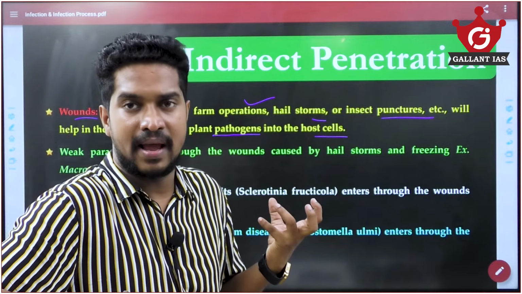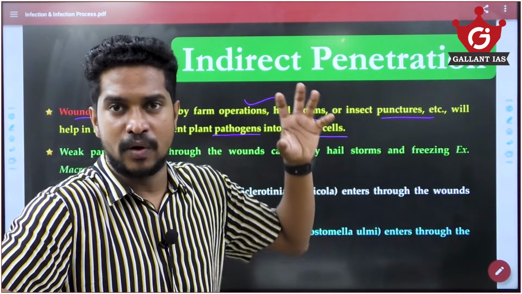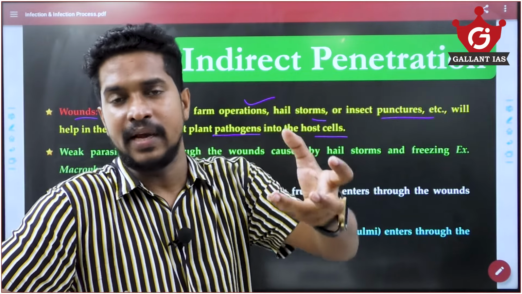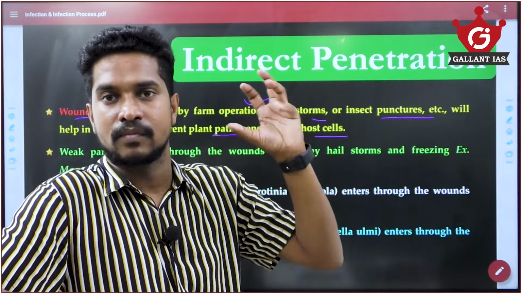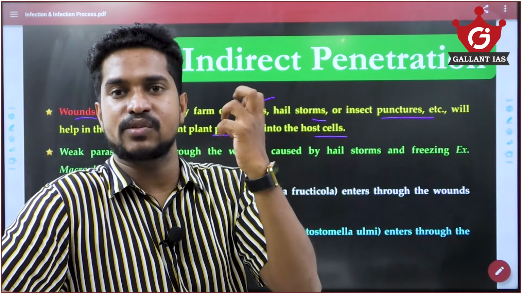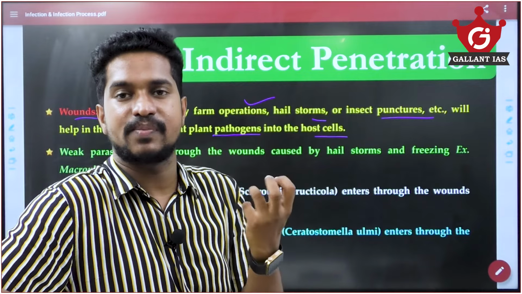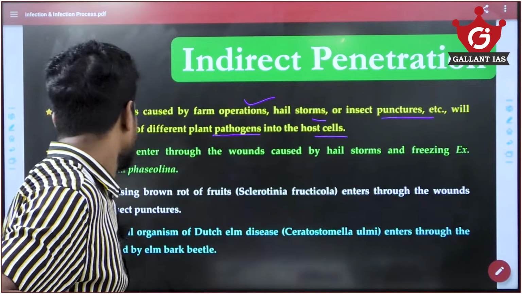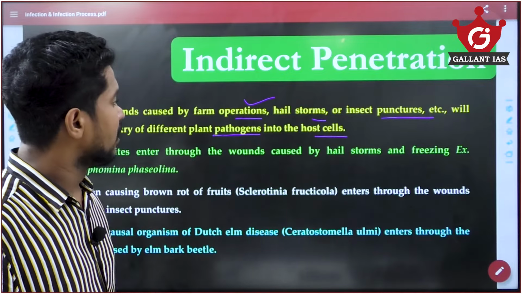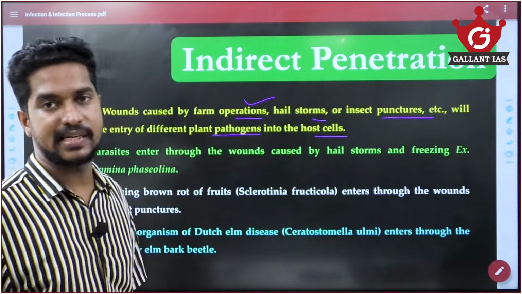As we all know, the plant has a rigid cell wall made up of cellulose. So these microorganisms cannot enter inside the cell through this rigid cell wall. If damage happens to the cell wall, through that damage or wound, these pathogens can enter into the host. So wounds caused by farm operations, hailstorms or insect punctures will help in the entry of different plant pathogens in host cells.